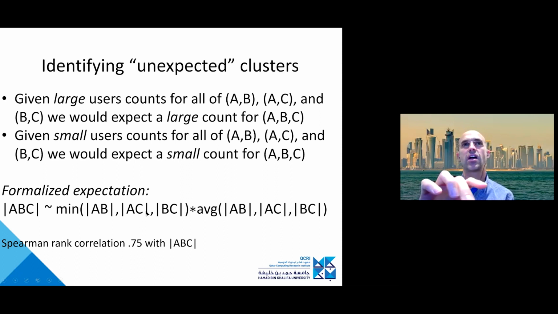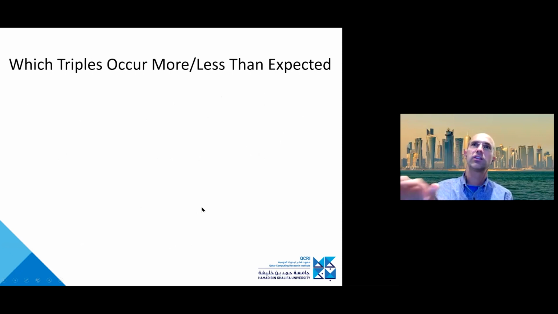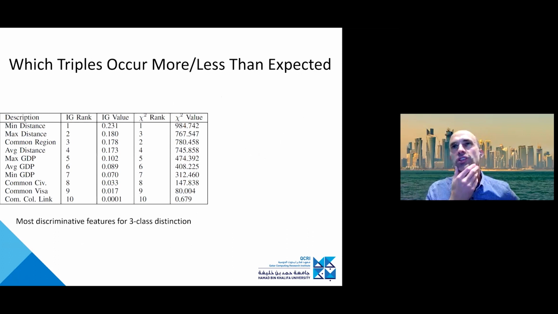So we would expect triples to behave like this, given only what we know about the pairs. And now let's look at where there's a deviation from this expectation. Here I'm showing the features that are most predictive of the deviation. Here you see a lot of things related to distance. Okay, what is this about?